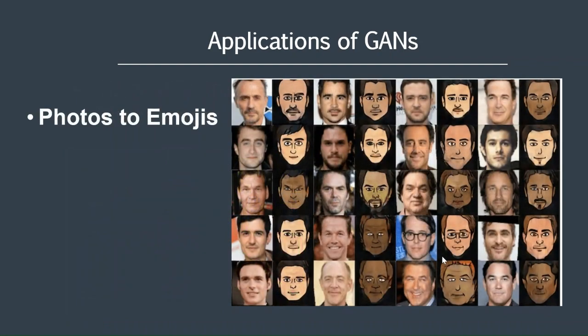Another application is photos to emojis. Here, we provide realistic photos as input and GANs will transform these photos into emojis by preserving elements like shape, expression, or identity.